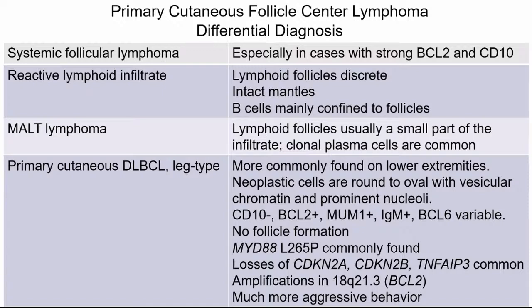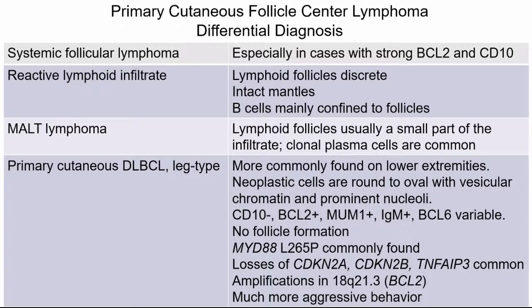Also enter the differential diagnosis when there is a prominent follicular component. But in reactive lymphoid infiltrates, the lymphoid follicles are more likely to be discrete, more likely to have intact mantles, and more likely to have B cells mainly confined to the follicles. MALT lymphoma can enter the differential, but usually follicles are a minority of the infiltrate, and clonal plasma cells are common, which you should not see in follicle-centered lymphoma.